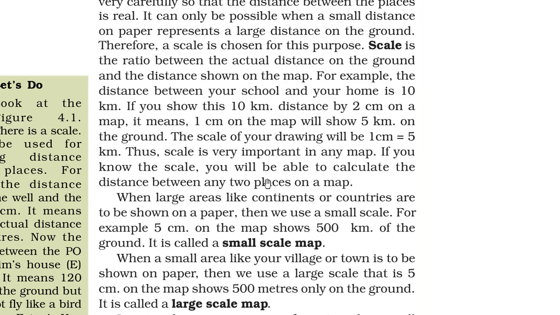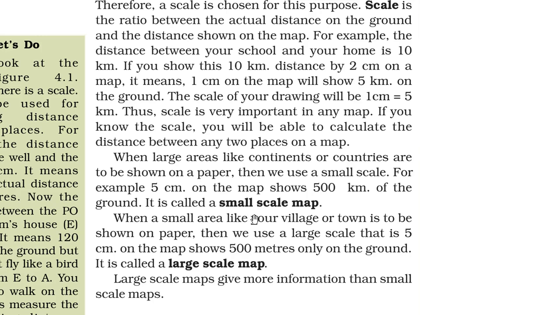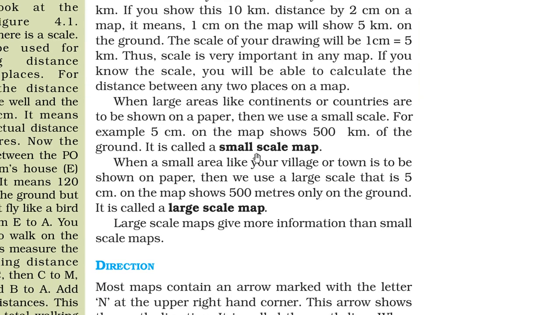Therefore, scale is very important in your map. Any map you are talking about, the scale becomes very important. So if you know the scale, you'll be able to calculate the distance between any two places on a map. When large areas like continents or countries are shown on a map, then we use a small scale map. For example, 5 cm on the map can show up to 500 kilometers on the ground. This is called a small scale map.